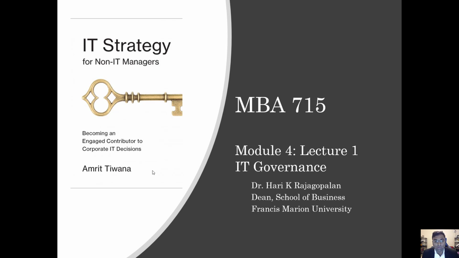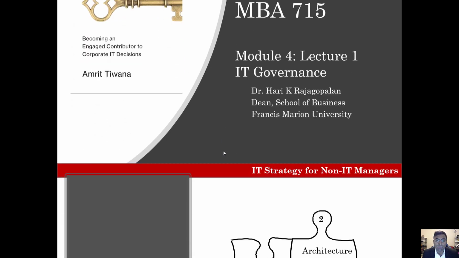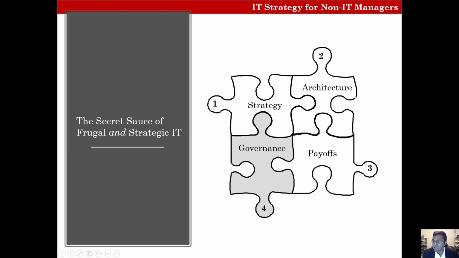Now, the first module, which was IT strategy, contained Chapter 1 and 2, strategy and information. The second module was purely on architecture, which was Chapter 3. The third module was payoffs, which was purely Chapter 4. And now the fourth module is a series of lectures on IT governance. We'll start from Chapter 5 to Chapter 9, and we'll go through this.